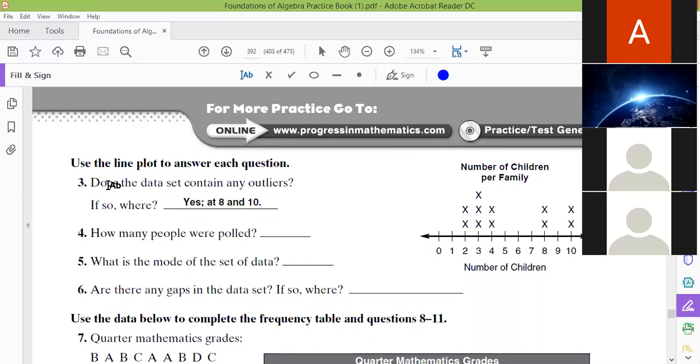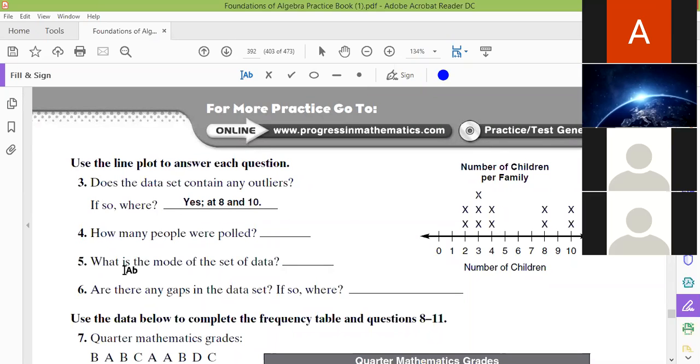Okay. Use the line plot to answer each question. Does the data set contain any outlier? First of all, you must know an outlier is outside, a little bit far from the data. Yeah, like it's written there. If so, where? Yes. There are two outliers at 8 and 10.